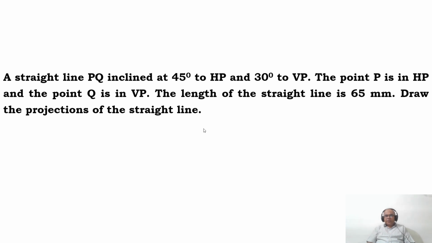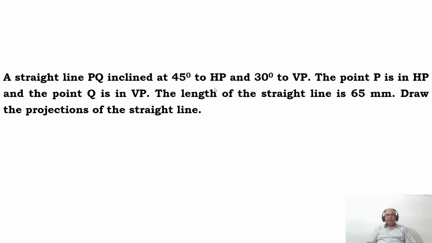Now in this video, we are going to take up one more problem on projections of lines. How to analyze this problem and solve it manually. A straight line PQ is inclined at 45 degrees to HP and 30 degrees to VP. The point P is in HP and the point Q is in VP. The length of the straight line is 65 mm. Draw the projections of the straight line.